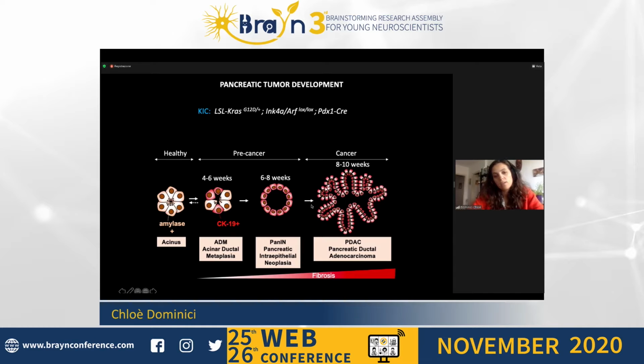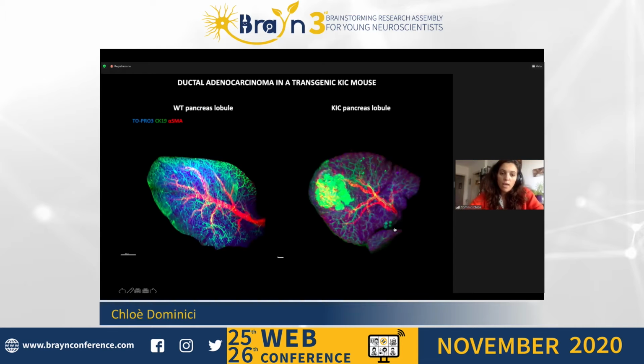And if you have other genetic events, such as the loss of the tumor suppressor gene INK4A, you will have the cancer lesion, so the PDAC. And during the whole process, you have an increase of the fibrosis. So with our light sheet, we were able to identify all the different pretumoral and tumoral lesions in the pancreas.